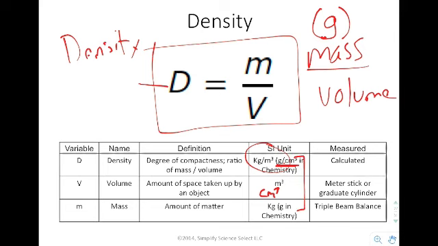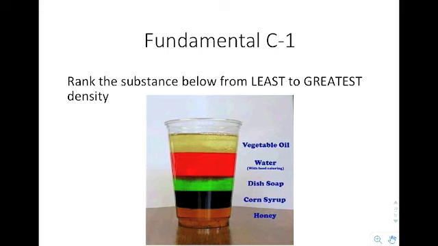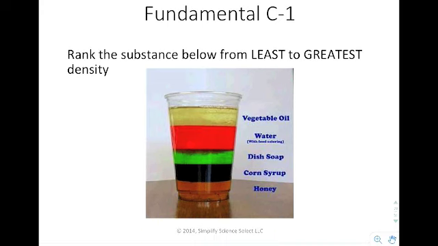So most of the time you will see mass in grams, and you will see volume in either milliliters or centimeters cubed, which are the same thing. 1 milliliter is the same thing as 1 centimeter cubed. So let's look at some examples. It says, rank the substances below from the least to the greatest density. So what you see right here is called a density column. And in the density column, you can look at and you can say, okay, what is the most dense and least dense substance?